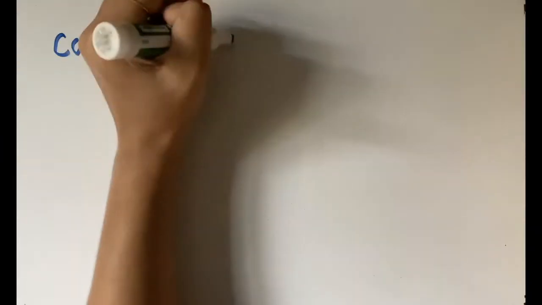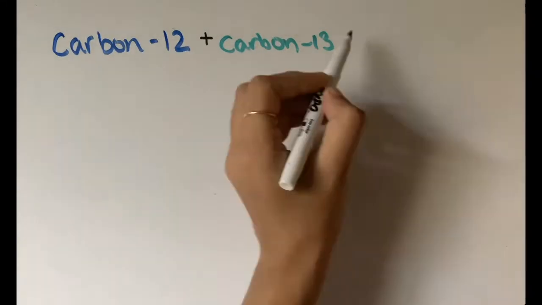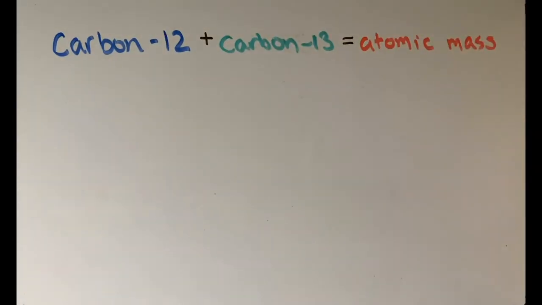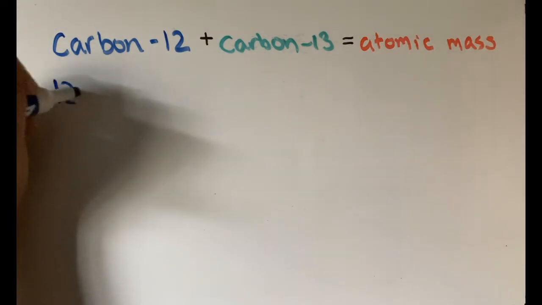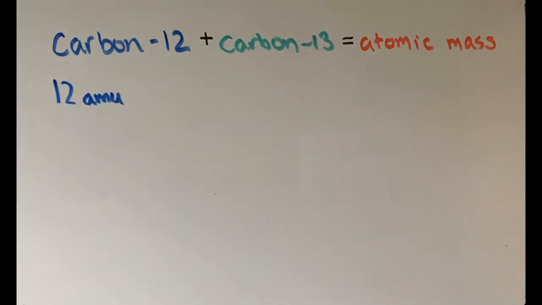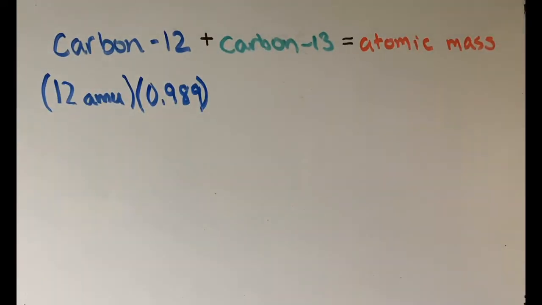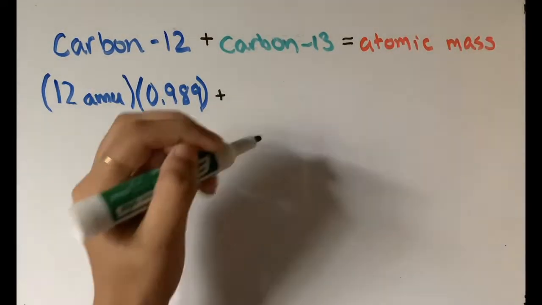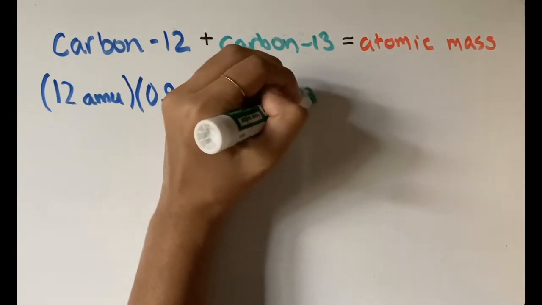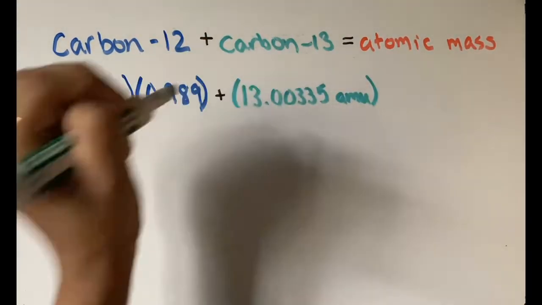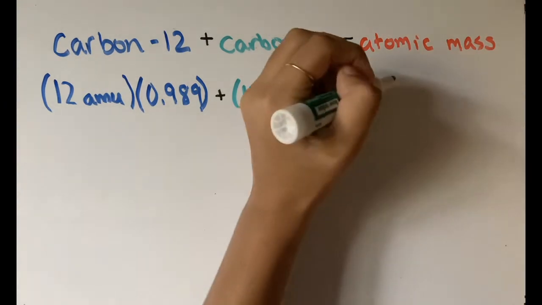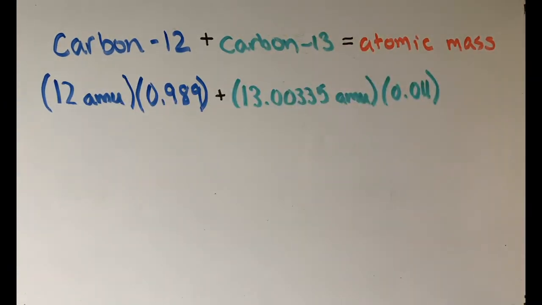Let me show you how to calculate this. We know that carbon-12 and carbon-13 make up all the carbon that exists. That means the two isotopes should add up to the atomic mass. Let's write this out so you can understand. Carbon-12 is 12 AMU. We'll multiply that by its abundance, which is 98.9%, or just 0.989. Then there's carbon-13, which is actually 13.00335 AMU. We'll multiply that by its abundance, which is 1.1%, or 0.011.